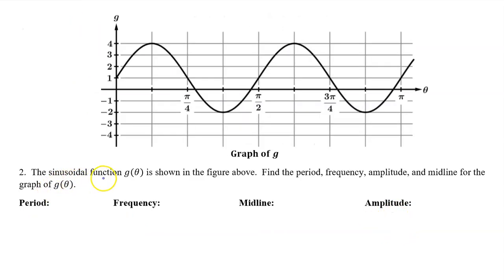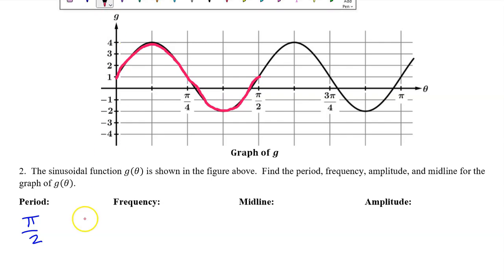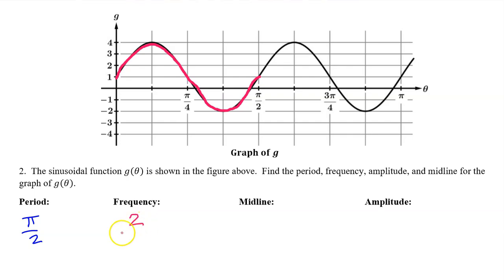Number 2. The sinusoidal function g of theta is shown in the figure above. Find the period, frequency, amplitude, and midline for the graph of g of theta. The period is the horizontal length of one cycle of the function. This cycle goes from 0 to pi/2, so the period is pi/2. The frequency is the reciprocal of the period, so if you flip this upside down, you get a frequency of 2/pi. The midline is the horizontal line halfway between the highest value and the lowest value.